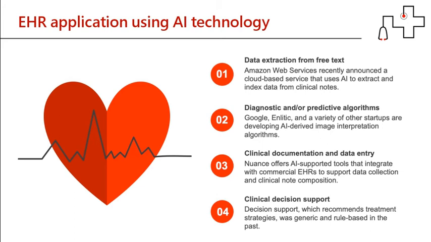Diagnostic and predictive algorithms: Google is collaborating with a delivery network to build prediction models from big data to warn clinicians of high-risk conditions such as sepsis and heart failure. Google, Analytics, and a variety of other startups are developing AI-derived image interpretation algorithms.